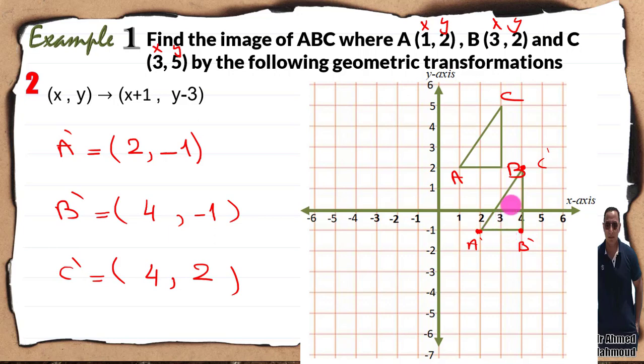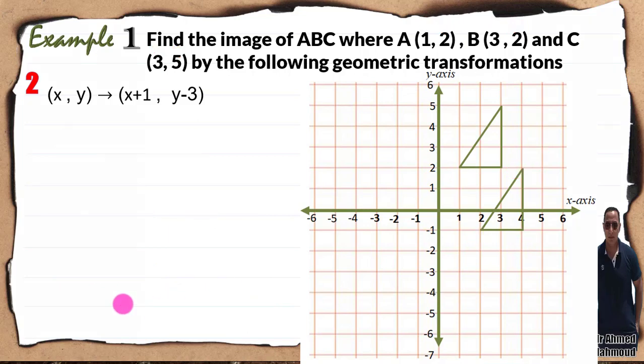Okay, because the two triangles have the same orientation or the same direction, A, B, C, and A dash, B dash, C dash, this is a translation. And also in a later lesson I'm going to study the translation separately.